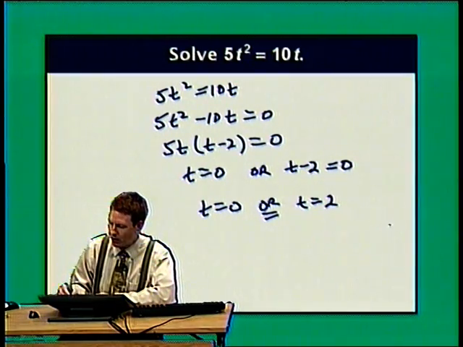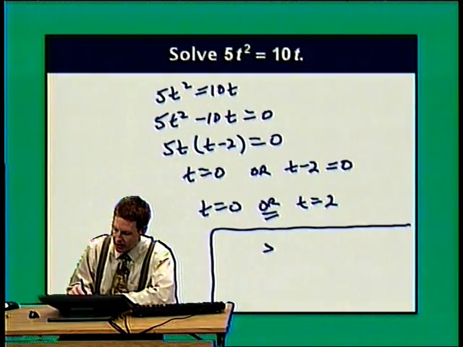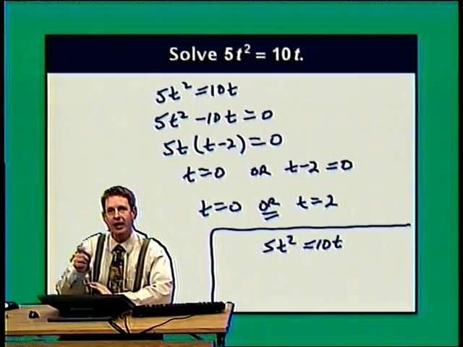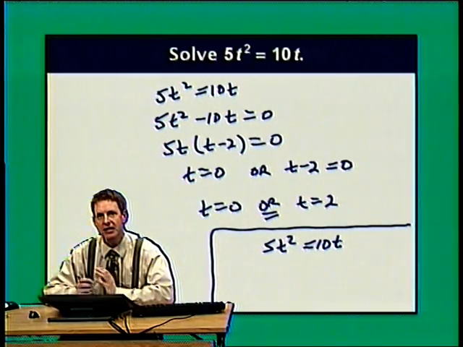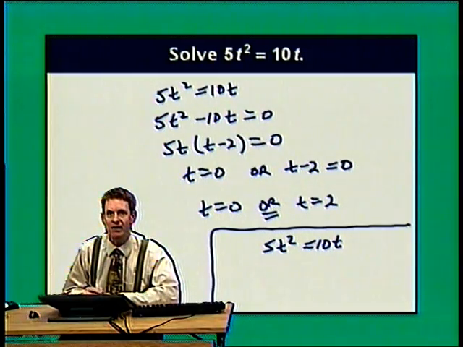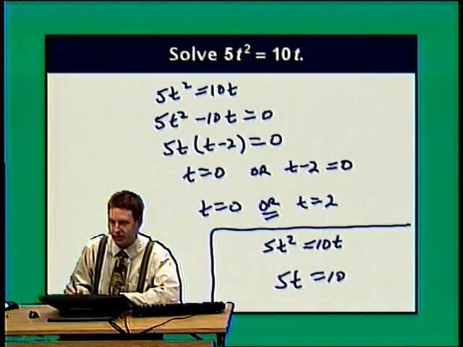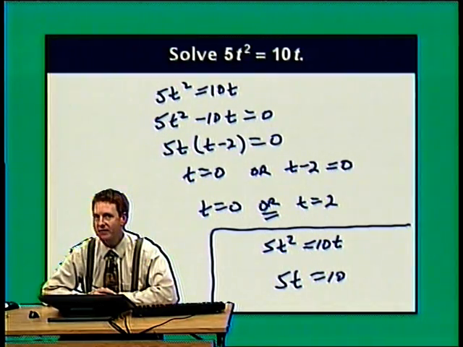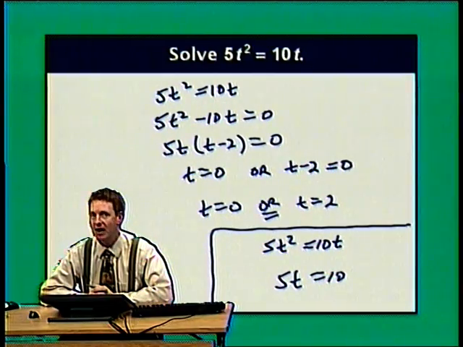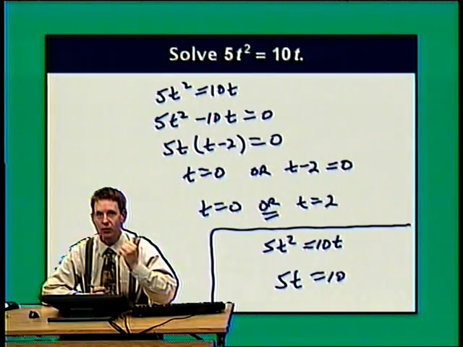Before I check, I want to mention the mistake that I'll frequently see people make. They'll look at this equation, 5t squared equals 10t, and say, you know what? Both sides of the equation can be divided by t. And they'll go ahead and divide both sides by t, leaving 5t equals 10. Well, the equation 5t equals 10 only has one solution. When we divided both sides of the equation, we threw away the solution t equals 0.